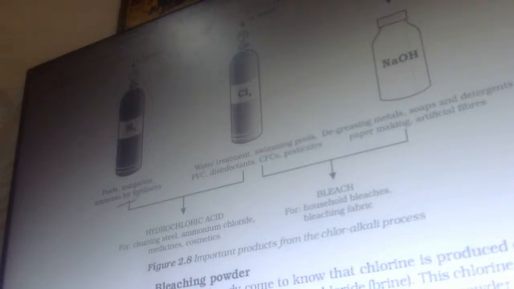H2 is used for fuels, margarine, ammonia. Cl2 gives us water treatment, swimming pools, PVC, CFC. NaOH is used for soaps, detergents, paper, artificial fibers. Okay, this we don't have actually. Bleach and all we don't have. But do we have bleach?